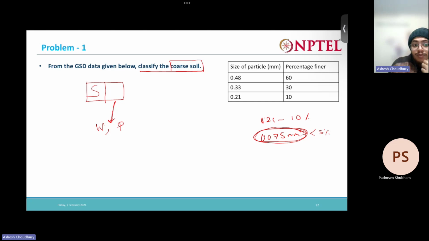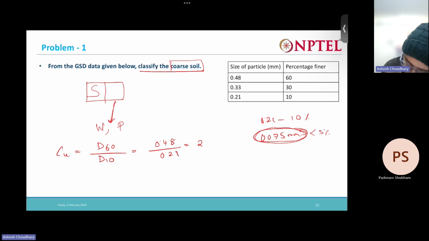Now, how do we identify well graded or poorly graded? For that, we will use the two terms that we defined in the previous class while we studied sieve analysis: the coefficient of uniformity and the coefficient of curvature. What is the coefficient of uniformity? D60 by D10. D60 size is 0.48, D10 size is 0.21.